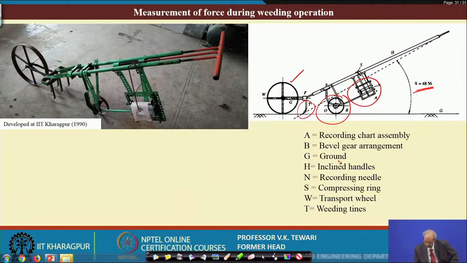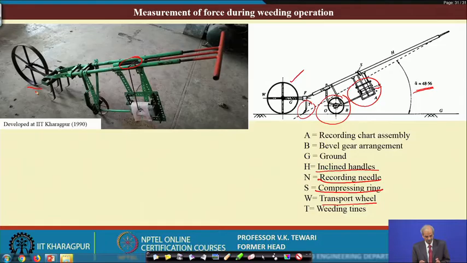H is the inclined handle's total length here. N is the recording needle, which works in this case. Then there is a compression spring, which is kept here. Then W is the transport wheel. While we say that this is the transport wheel, remember what we have done.